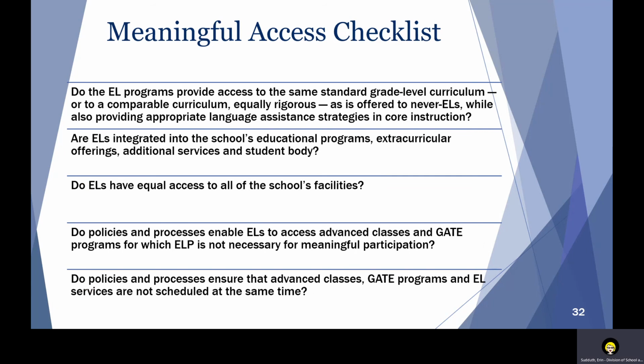Chapter 4 of the English Learner Toolkit provides this meaningful access checklist. Do the EL programs provide access to the same standard grade level curriculum or to a comparable curriculum equally rigorous as is offered to never ELs, while also providing appropriate language assistance strategies in core instruction?